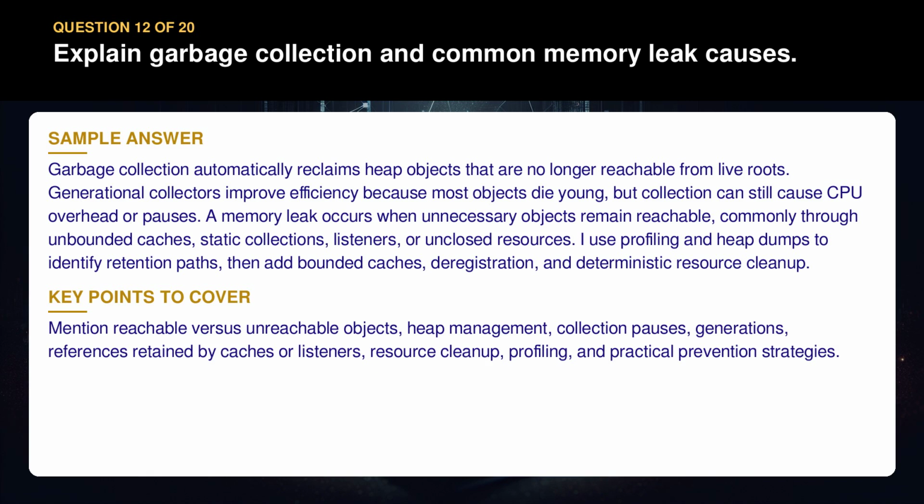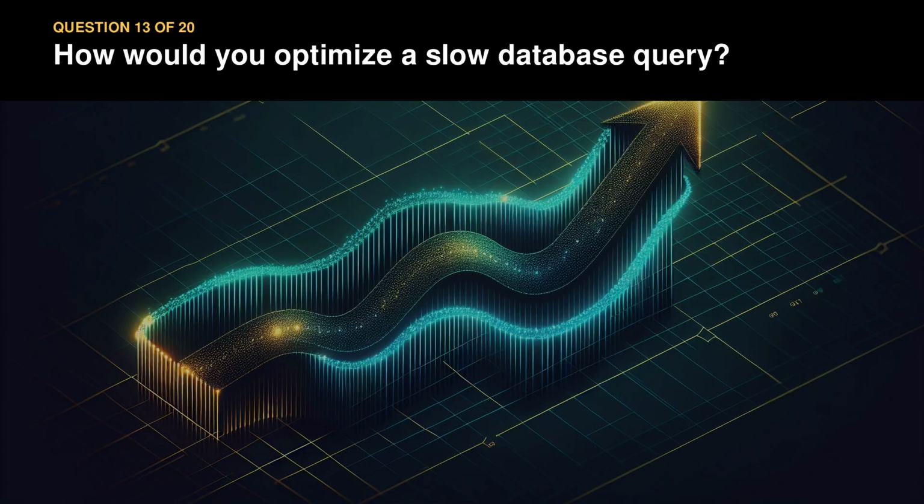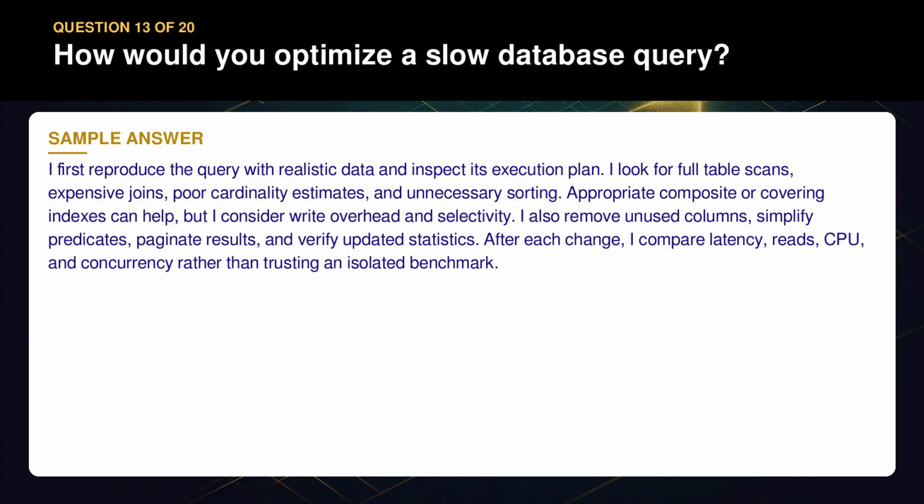Mention reachable versus unreachable objects, heap management, collection pauses, generations, references retained by caches or listeners, resource cleanup, profiling, and practical prevention strategies. Question 13. How would you optimize a slow database query? I first reproduce the query with realistic data and inspect its execution plan. I look for full table scans, expensive joins, poor cardinality estimates, and unnecessary sorting.